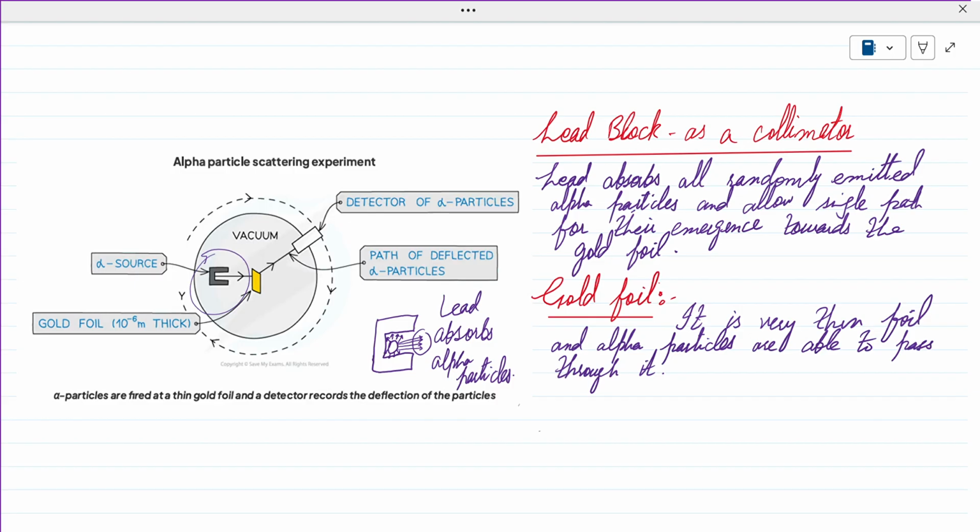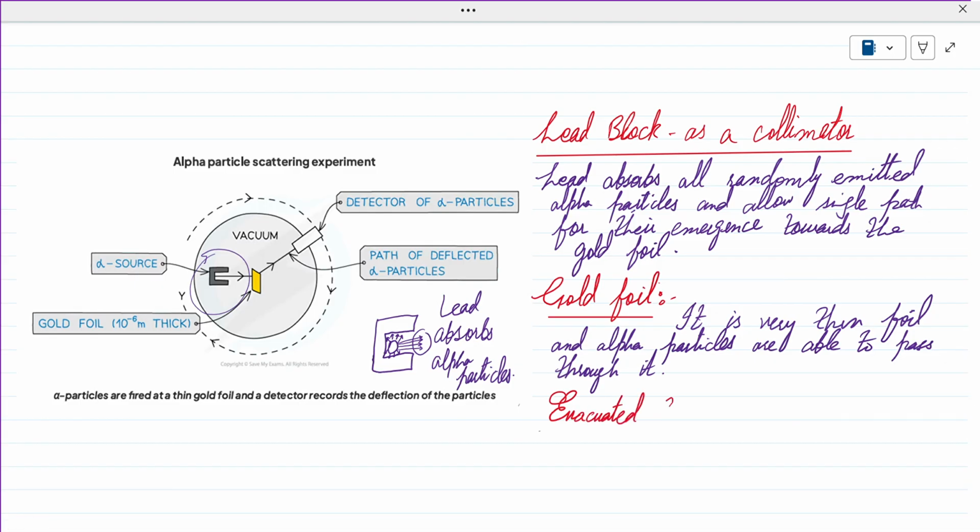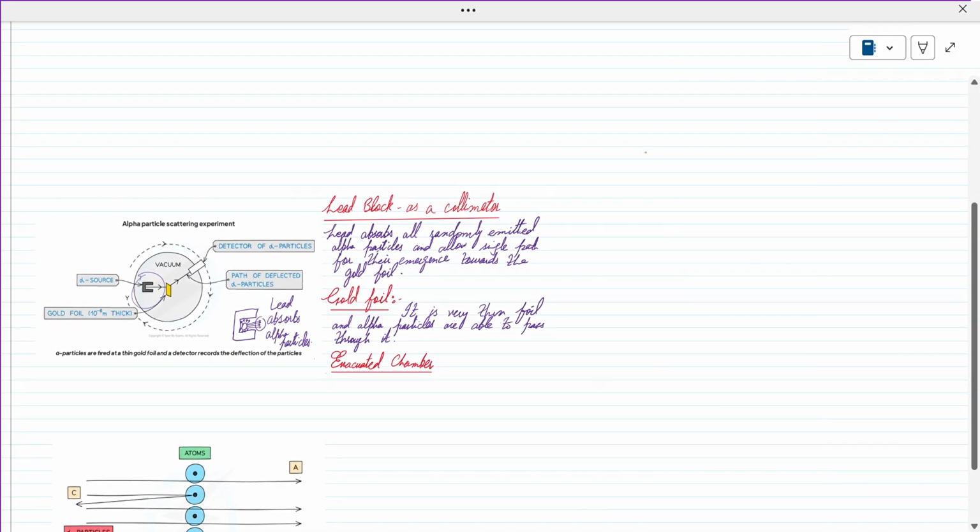Now we are going to discuss why the evacuated chamber is used. All these things are used for specific reasons. So, the evacuated chamber. Why is the evacuated chamber used?